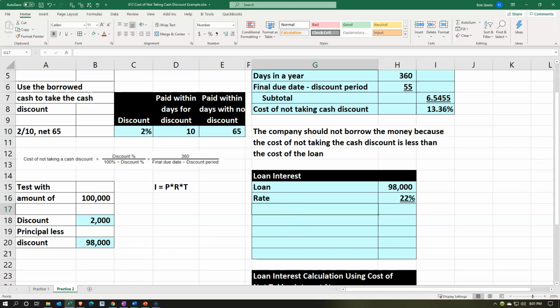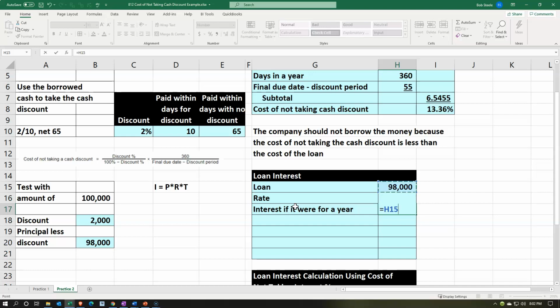And that would give us the interest if it were for an entire year, because that's what interest means. 22% means for a year, and then we have to break it down to, in this case, the 55 days. So the 98,000 times the 22 would be interest if it were for an entire year. Now we could take the fraction of a year, which would be 55 over 360, or we could say, okay, that would be for an entire year. Let's break it down to a per day basis, because we're talking about a number of days, and then multiply times that number of days.